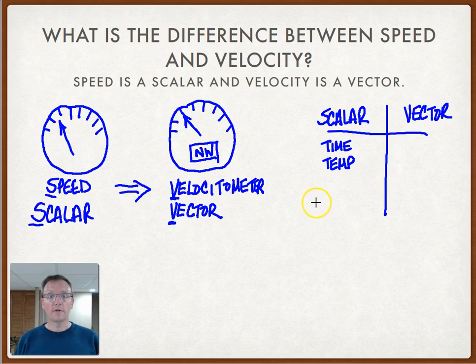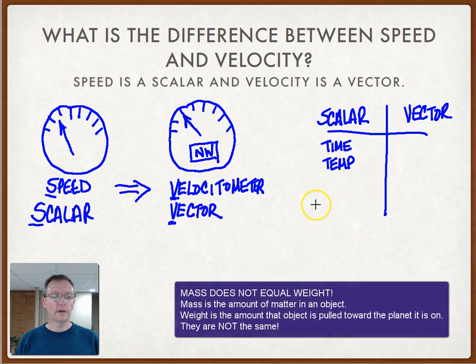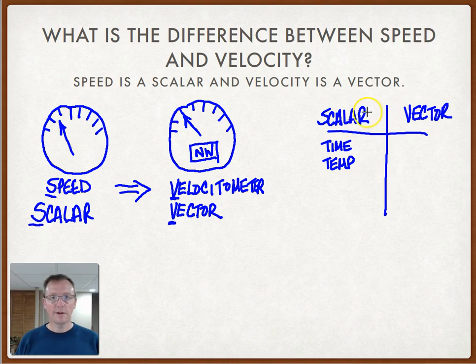What about mass? So mass is not weight. It's very different than weight. Mass is the number of particles that you have inside of an object or inside your body. Would that need a direction or not? In reality, mass does not need a direction because the number of particles inside your body doesn't have to have a direction. So we put mass here as well.